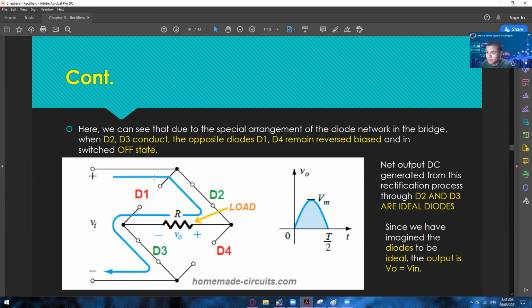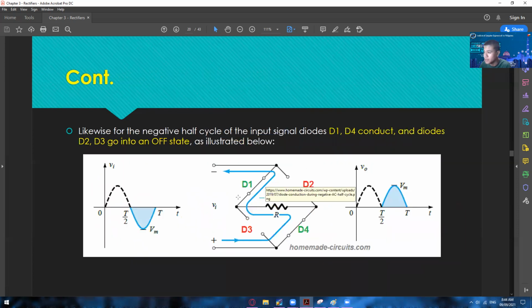So again, we have this flow of circuit. From here to D2, and then this one is now open since they are in reverse bias. So it will flow through our resistor, and then flow here and go back to our voltage input, or the voltage source itself. As a result, we have a reading of VO equal to Vin if this is an ideal diode. And the same with the negative cycle.